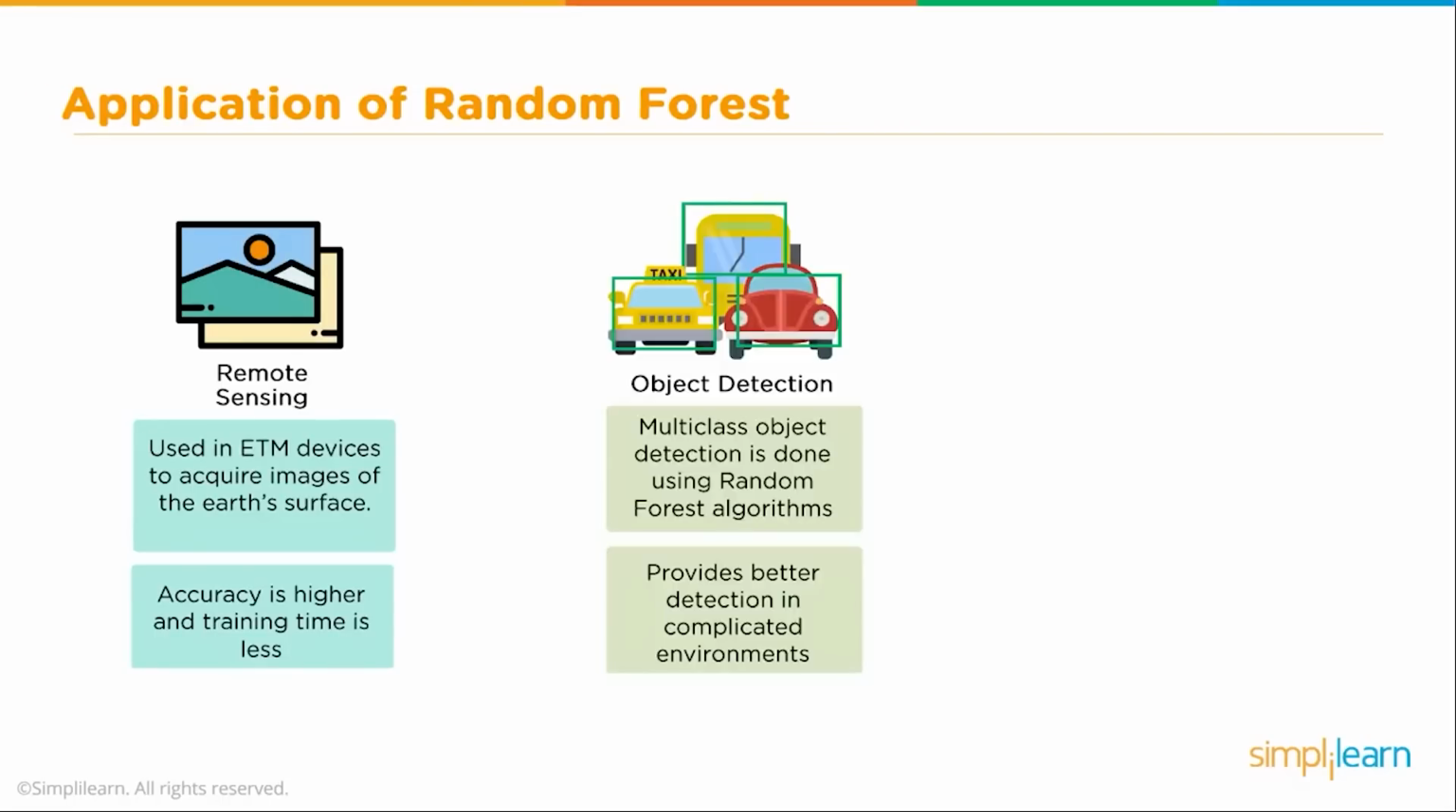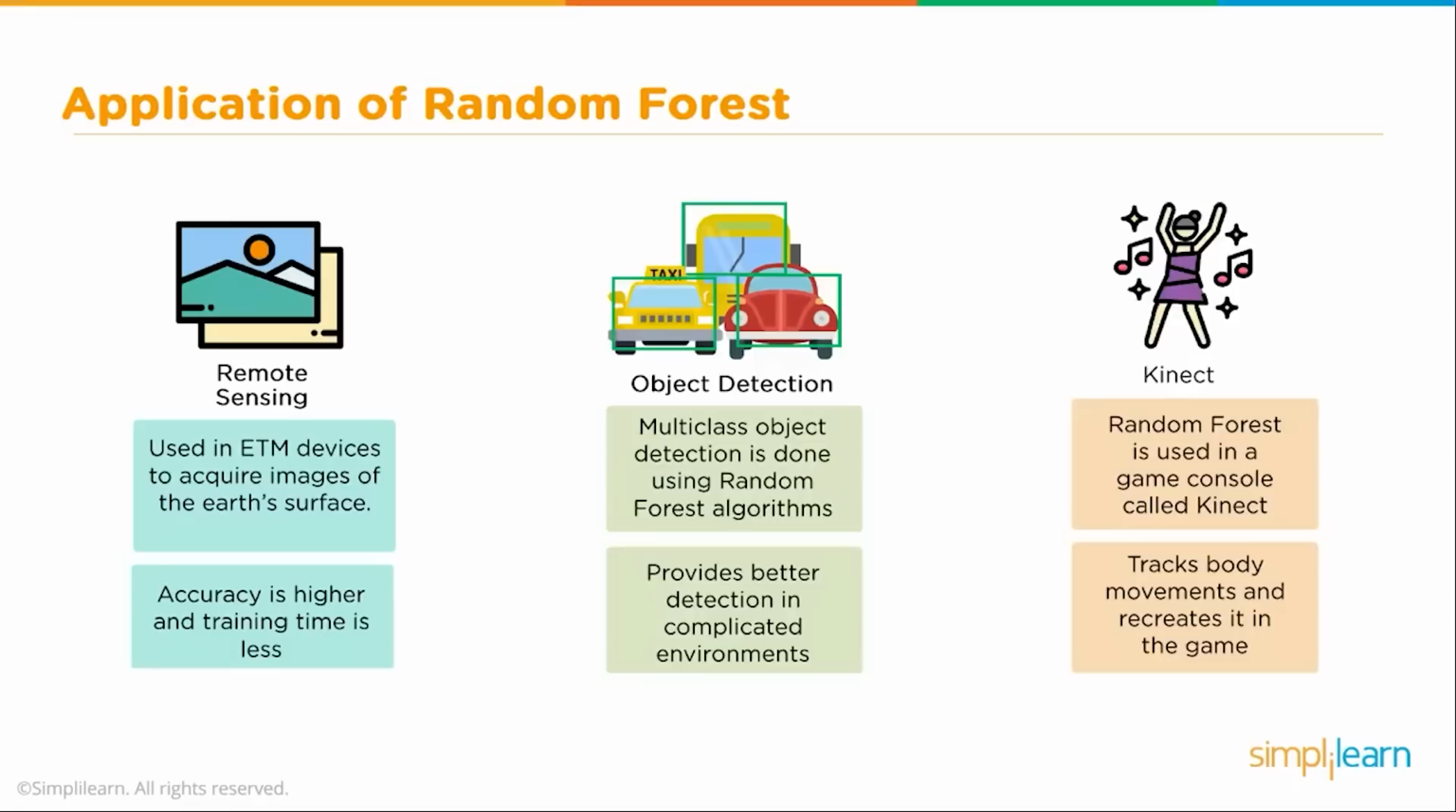Also, multi-class object detection is done using random forest algorithms. A good example is traffic, where you're trying to sort out the different cars, buses, and things, and it provides better detection in complicated environments. It's very complicated up there. Then we have another example, Kinect, and let's take a closer look at Kinect.